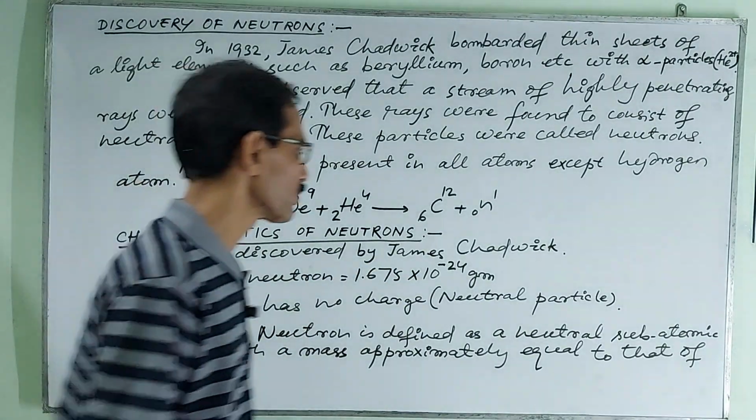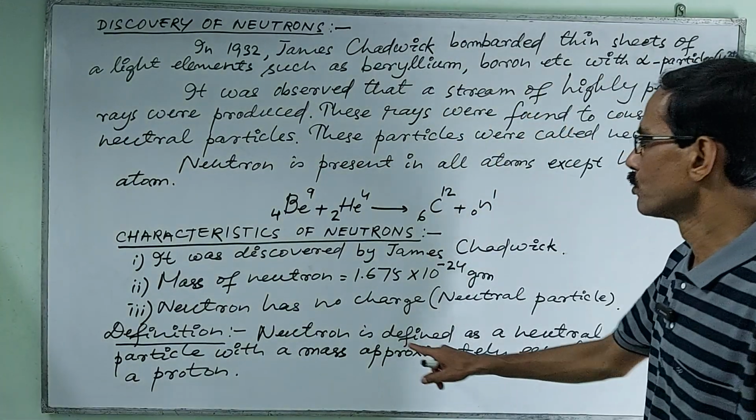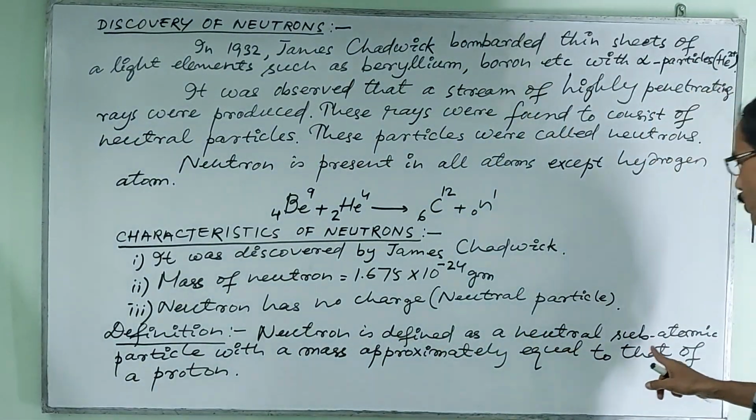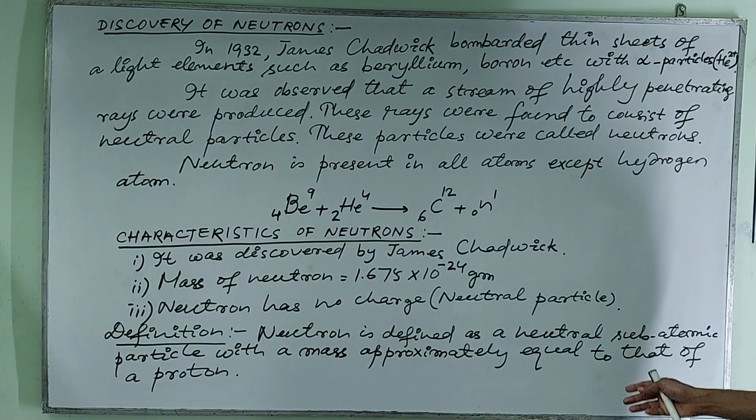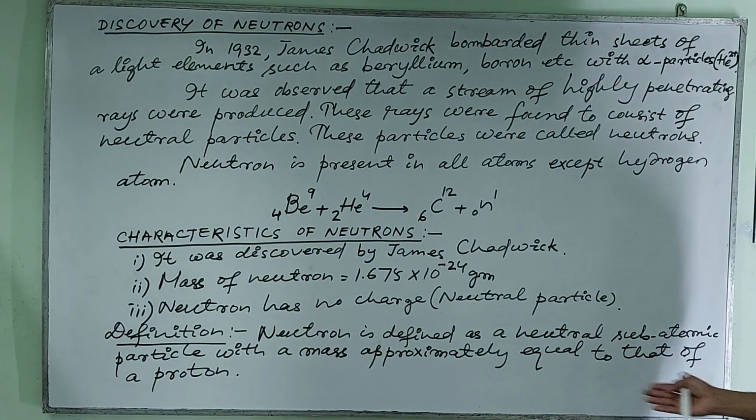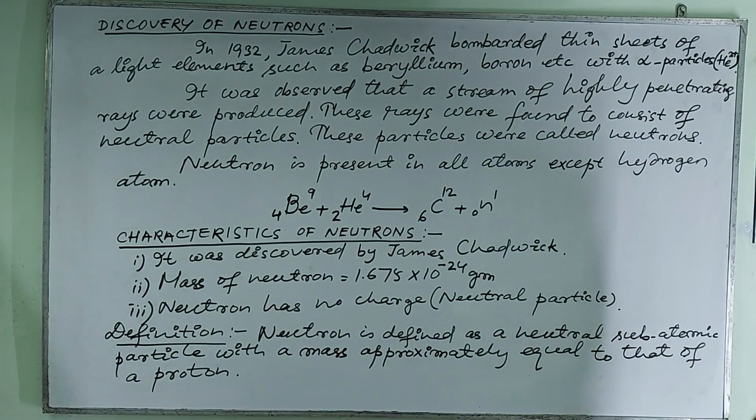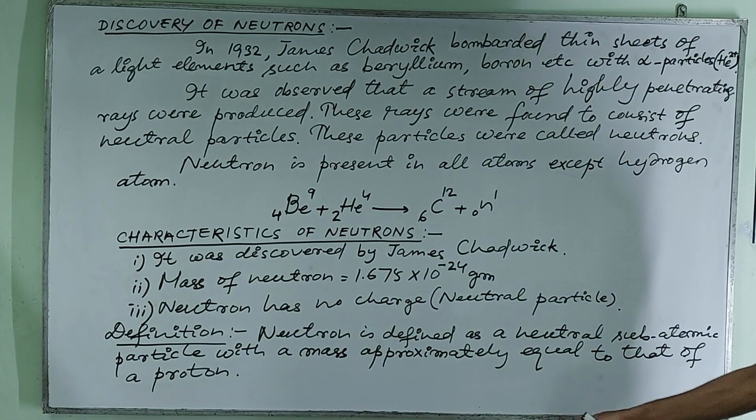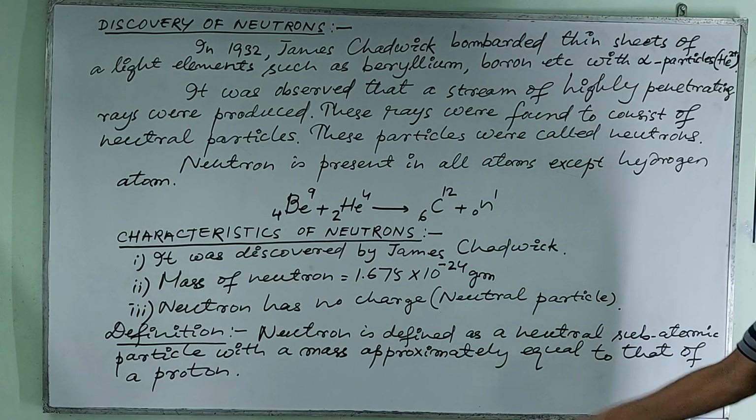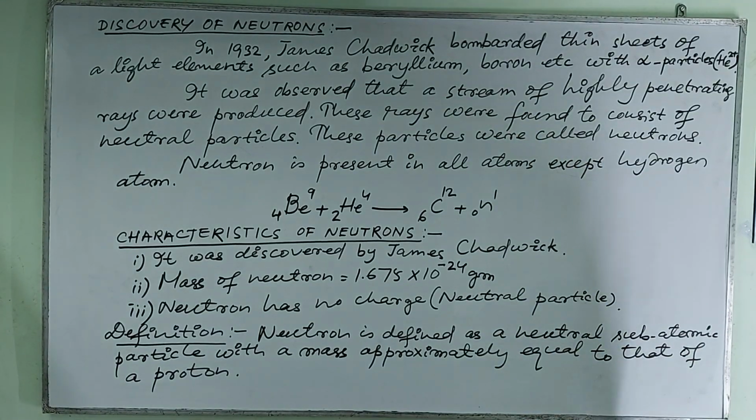What is the definition of neutron? Neutron is defined as a neutral subatomic particle with a mass approximately equal to that of a proton or hydrogen atom. My dear students, write all these carefully.